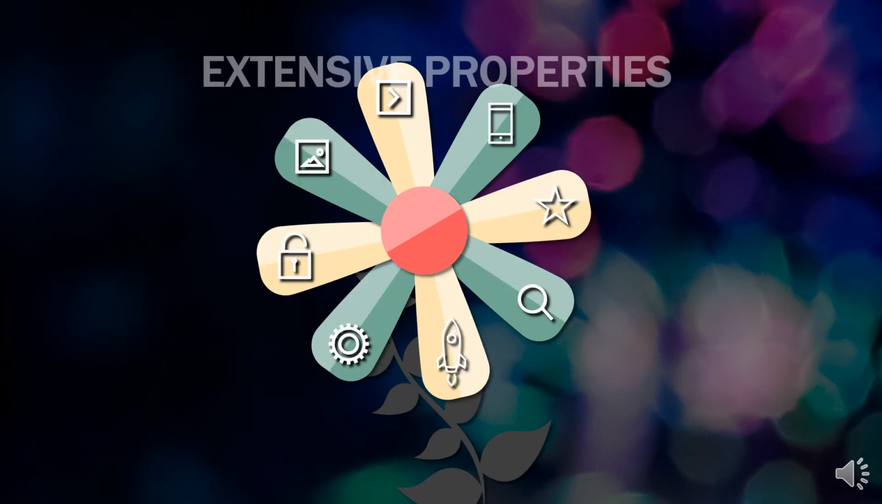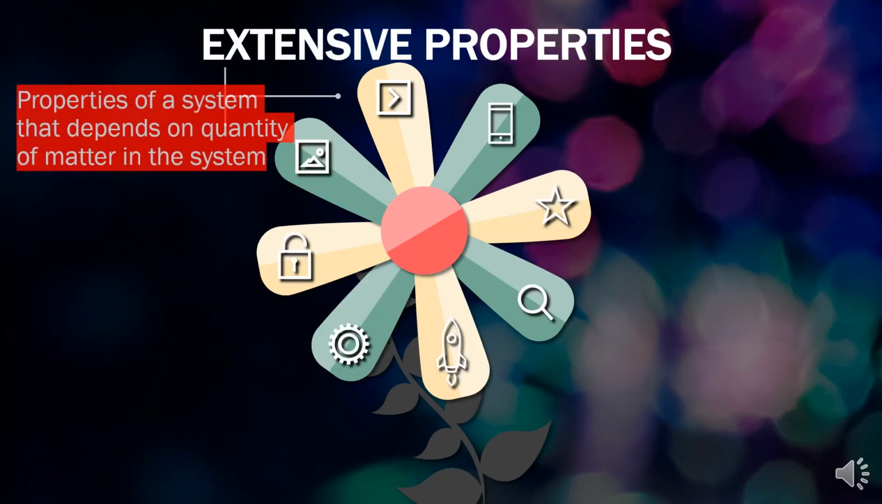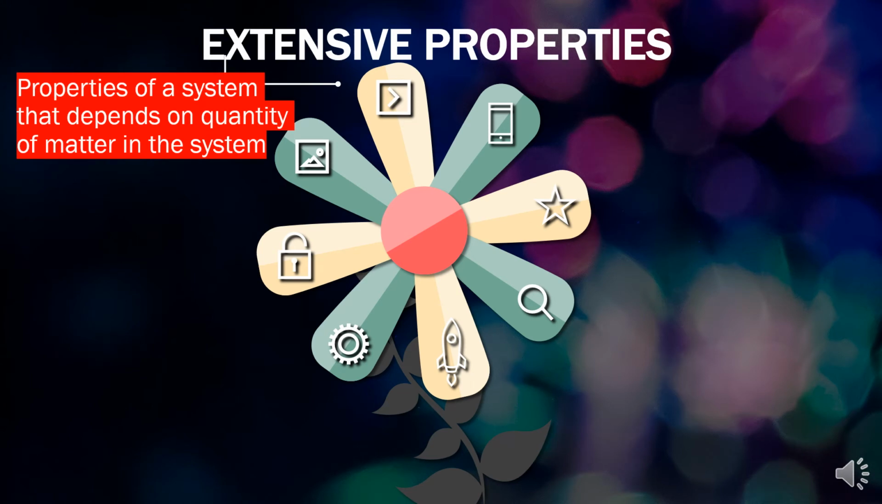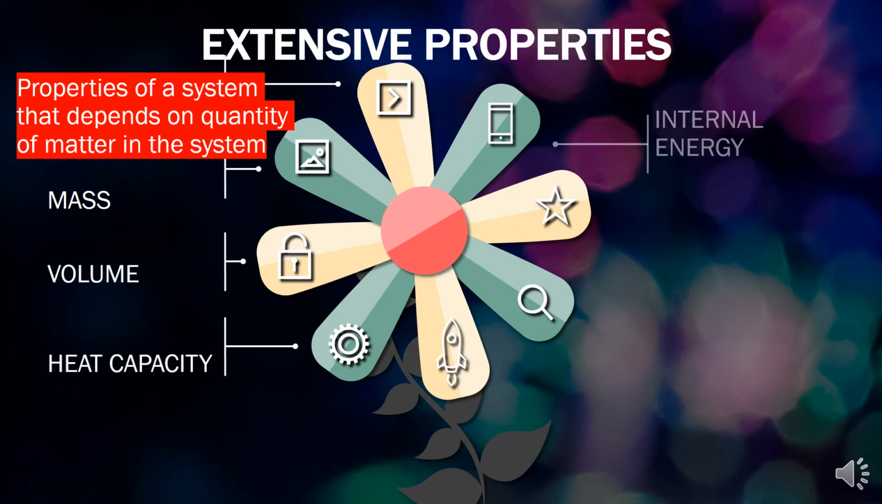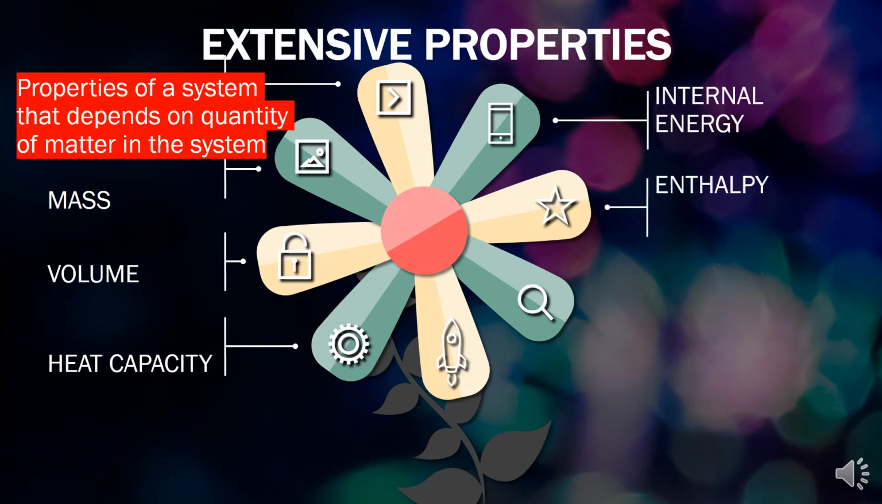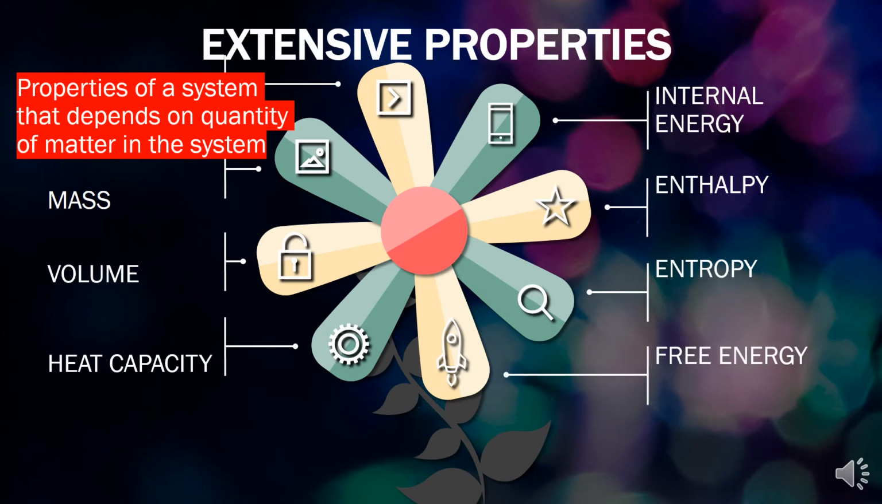The next type of properties are those which depend on the amount of the substance or the quantity of matter present in the system, means system का size कितना है उस पे अगर ये depend करती हैं, then they are said to be extensive properties. There are basically 7 extensive properties used in thermodynamics: mass, volume, heat capacity, internal energy, enthalpy, entropy and free energy. All these are important extensive properties of any thermodynamic system that depend on the amount of matter. कितना size है system का, कितना उसमें matter है, उस पे ये depend करेंगी.